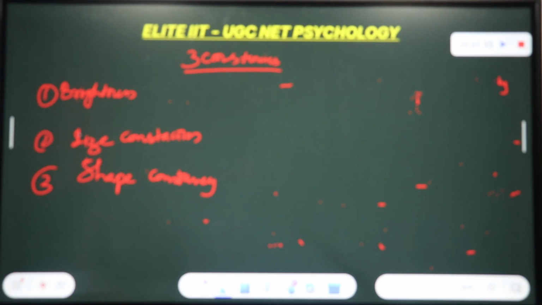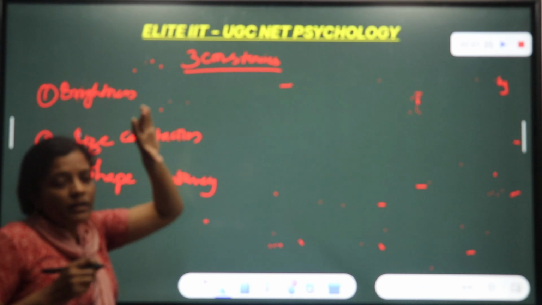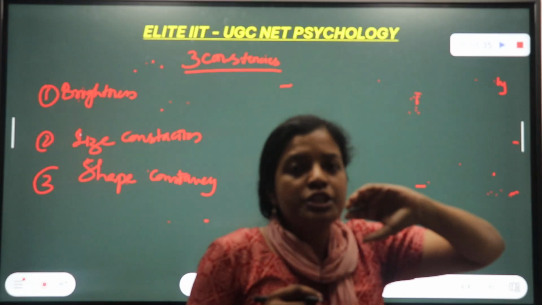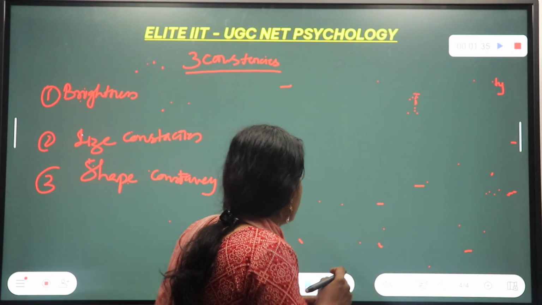Okay. So, brightness is the relative brightness of the object. Because of this brightness constancy, we are able to differentiate a light shade of grey from a dark shade of grey which is present.